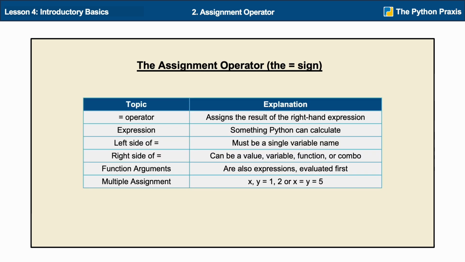Now let's recap. The assignment operator, symbolized with the equal sign, assigns the result of the right-hand expression to the variable on the left. The expression on the right side must be something Python can calculate. The left side must be a single variable. Function calls, math, strings, all can go on the right. You can assign many values or duplicate one. The function arguments are also expressions, and they are calculated first. Python gives us freedom, but also structure. That's the beauty of it.